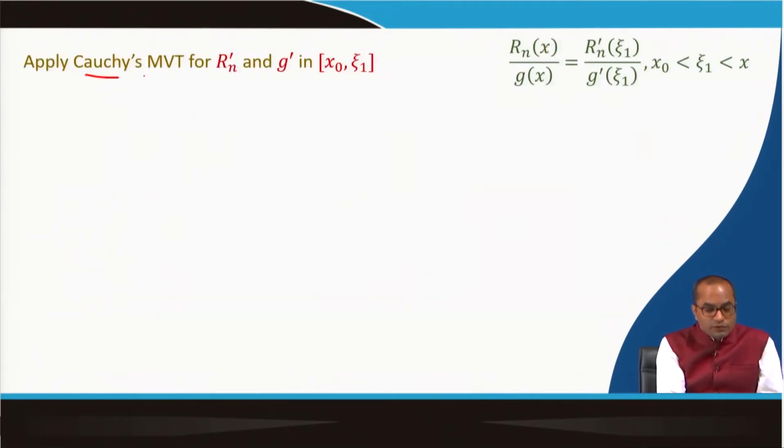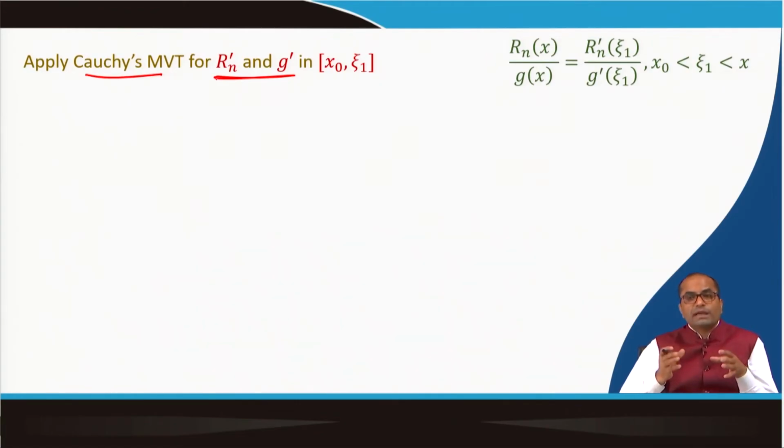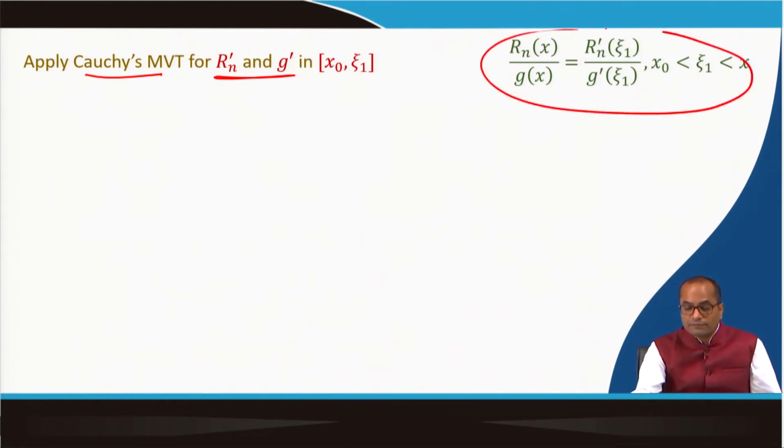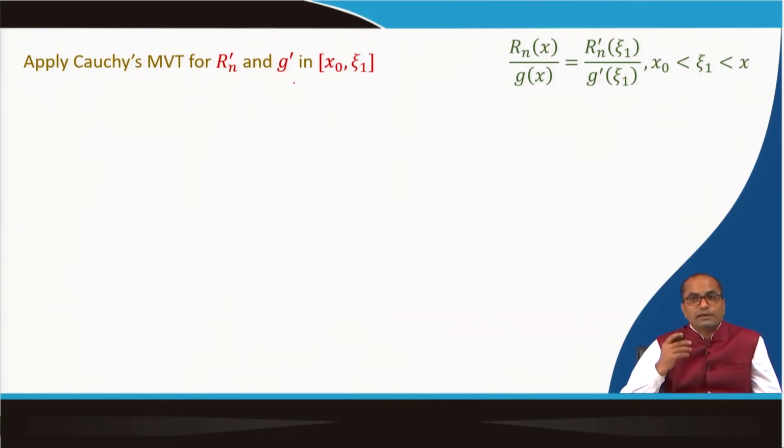So we apply the Cauchy mean value theorem now on Rn prime and g prime. So now we are considering the functions Rn prime and g prime. This result we already have when we applied this mean value theorem before on the functions Rn and g. Now we are applying the Cauchy mean value theorem on the derivatives. So Rn derivative is one function, and g derivative is another function. We are applying the Cauchy mean value theorem now on these two functions.